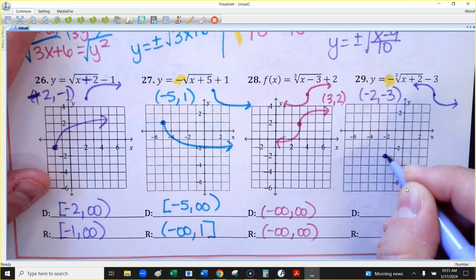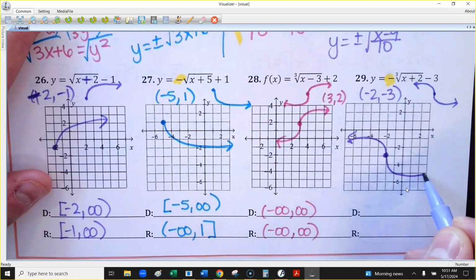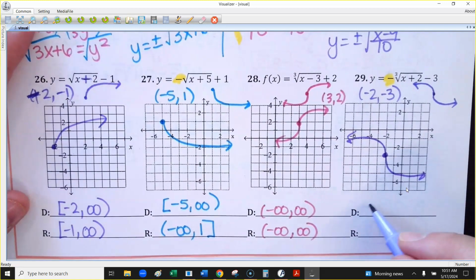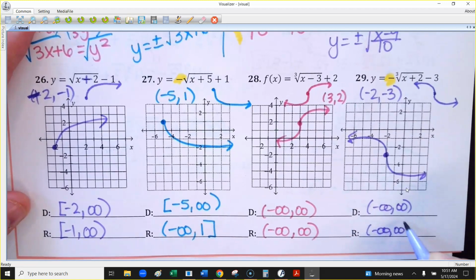And I'm just going to flip the direction. So this will be up to the left and down forward to the right. The domain and range are identical. It still goes left and right forever, still goes up and down forever. It's just flipped a different direction to start.